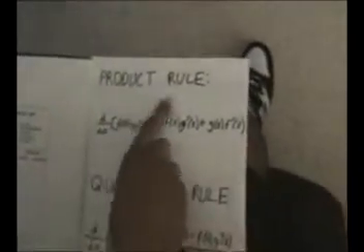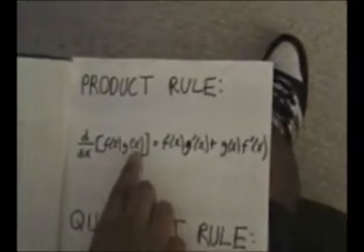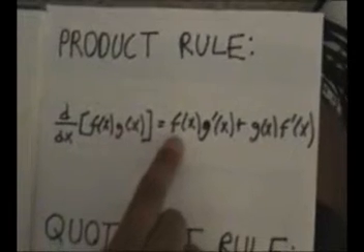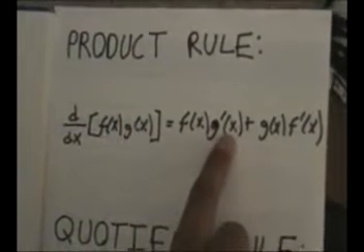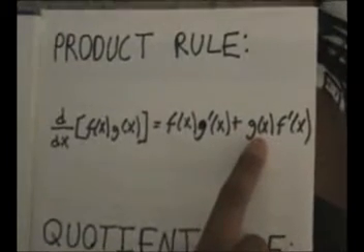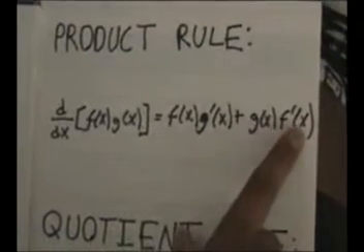Now I shall teach you about the product rule and the quotient rule. You see, the product rule is used to take the derivative of two functions multiplied together. To do this, you must multiply the first function f of x by the derivative of the second function g of x. Then add that to the second function g of x multiplied by the derivative of the first function f of x.